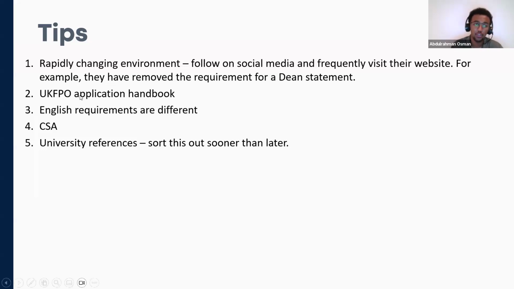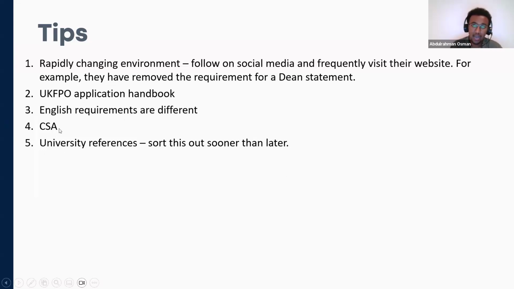The other thing is they have a UKFP application handbook. They change it every year, so make sure you're looking at that. The English requirements are different. They want a 7.5 in the IELTS, which everyone who's done the IELTS knows is a bit of an annoying exam to do. And trying to get a 7.5 is even more annoying.